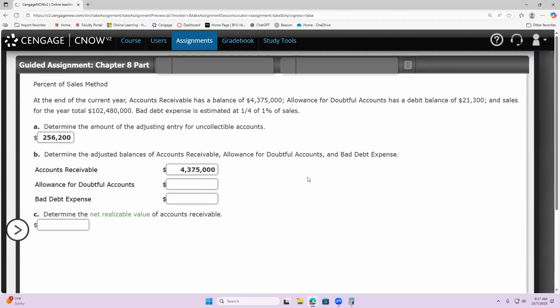But the allowance for doubtful accounts, it did change, right? We just credited the account 256,200. So if it had a debit balance of 21,300 and we credited it 256,200, what's the new balance?